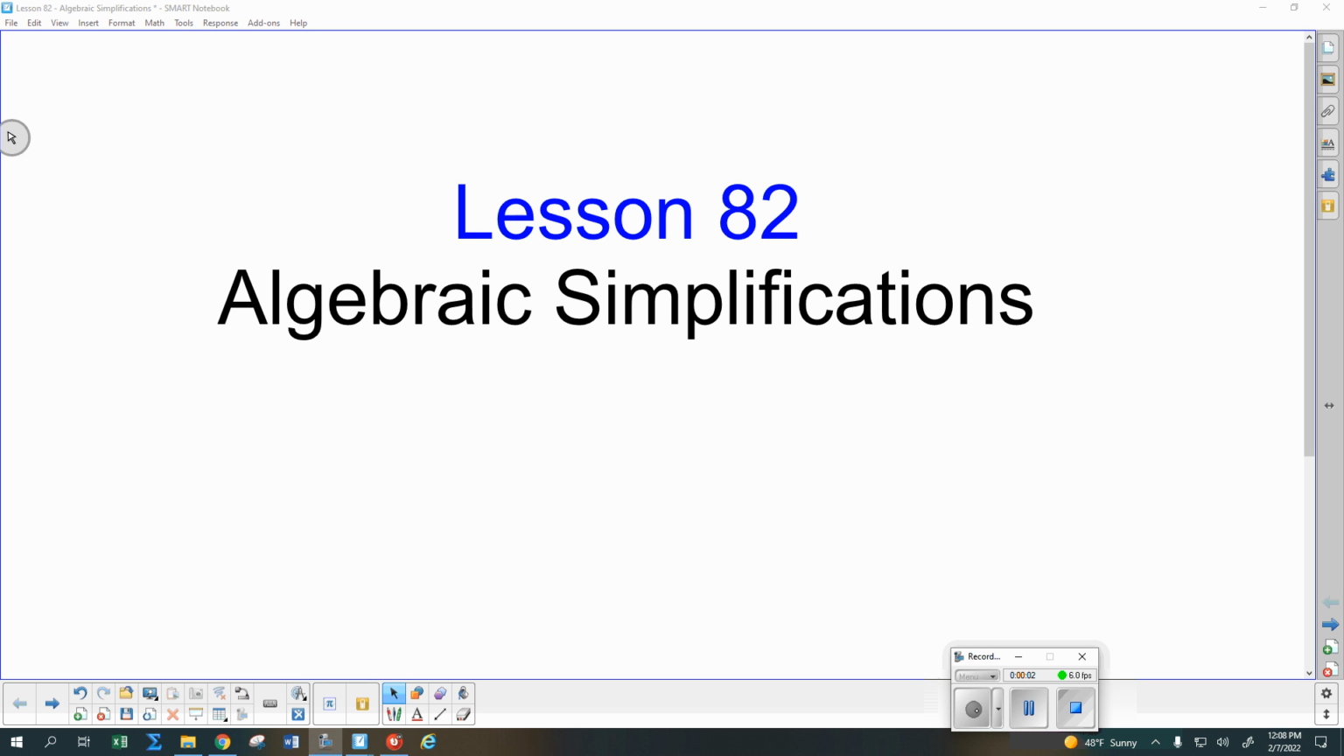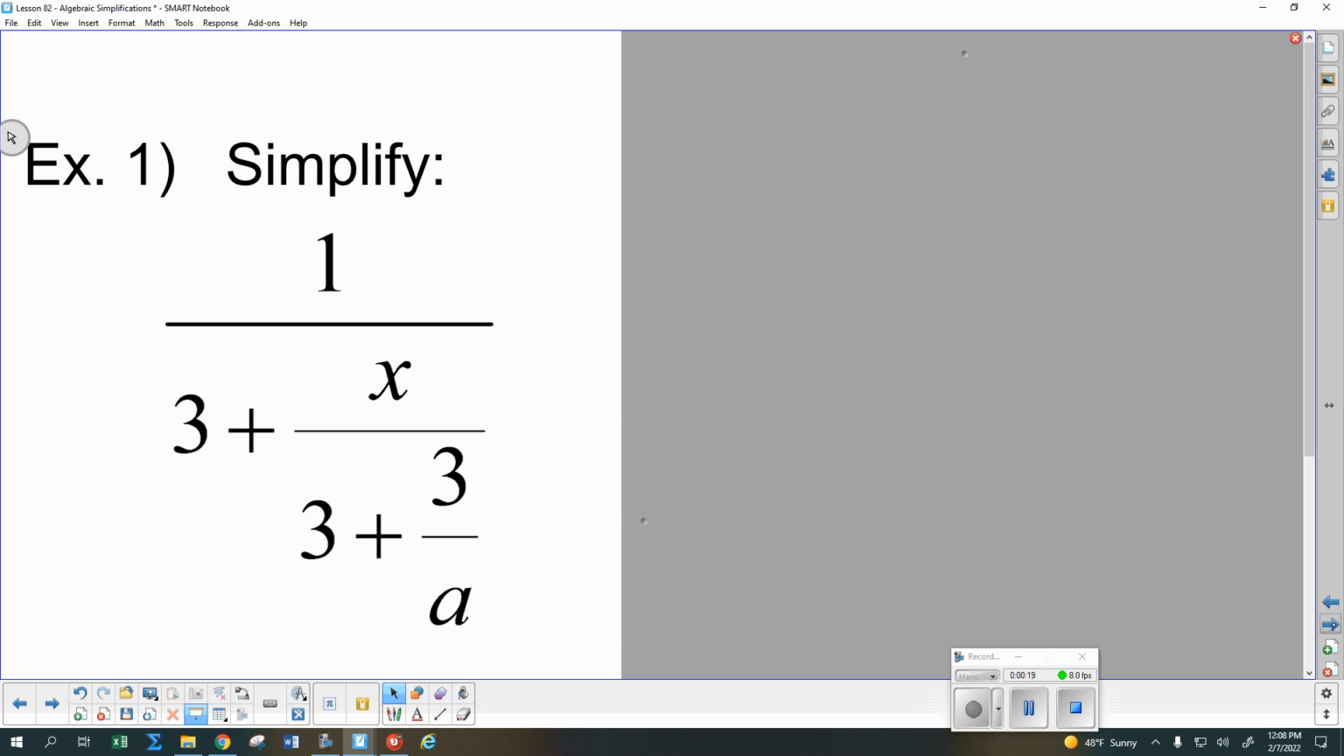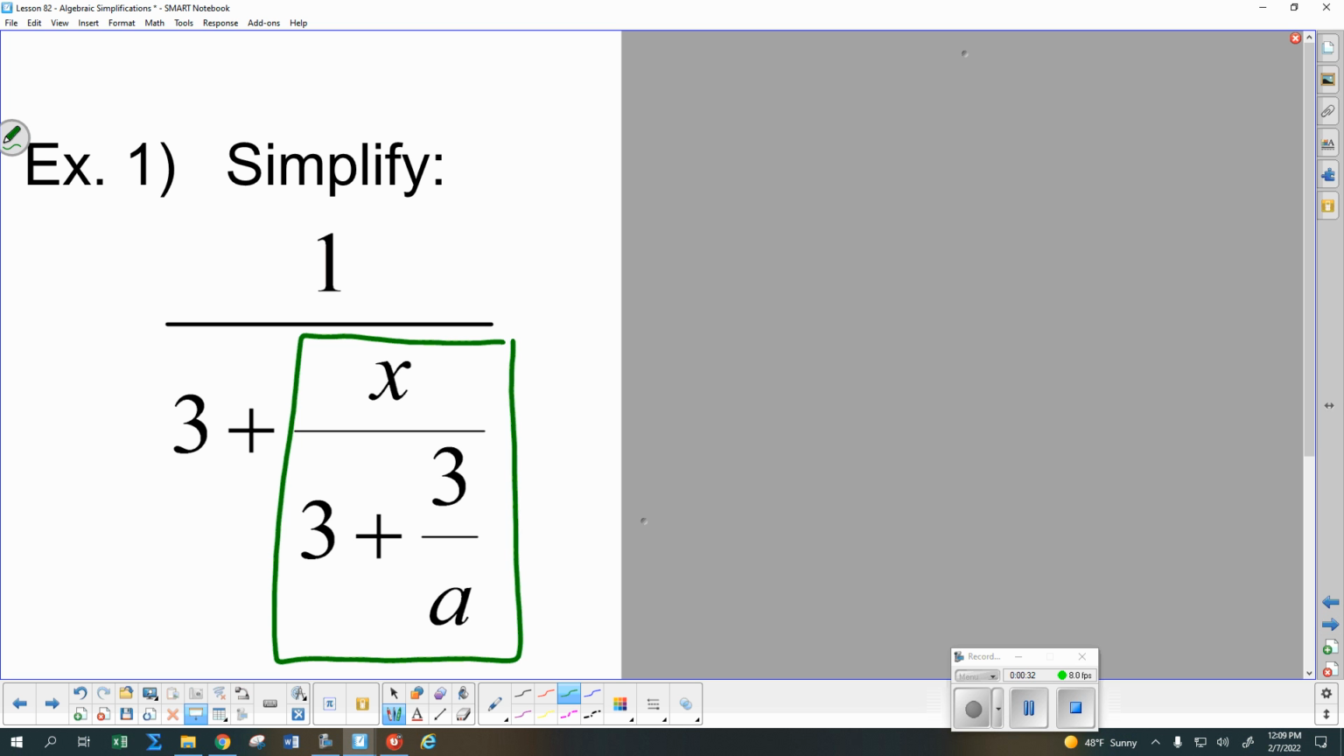In lesson 82, we're doing more algebraic simplifications, and they are simply fractions inside of fractions inside of fractions. So just messier than the ones that we've already been doing, but it'll be the very same strategy that you're used to. So here's an example, and you see the 3 over a is a fraction, which is inside of this fraction, and then that whole green box is a fraction that's inside of the whole problem.